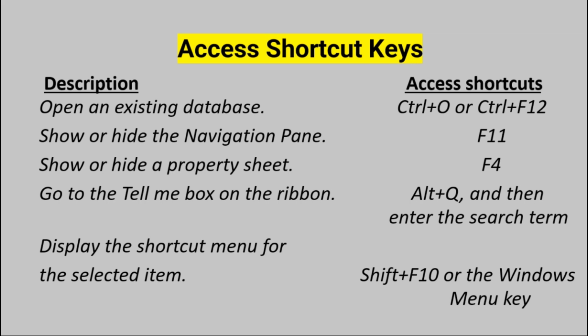Next, if you wish to go to the tell me box on the ribbon, you can use Alt plus Q and then enter the search term. Next, if you wish to display the shortcut menu for the selected item, you can use Shift plus F10 or the Windows menu key.